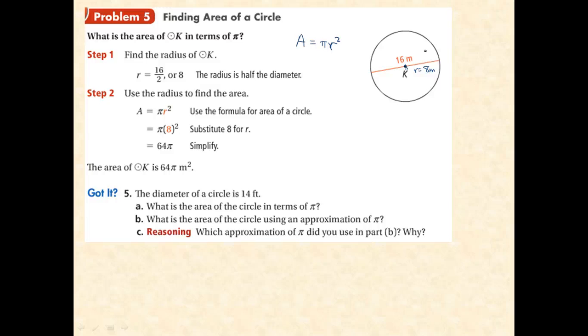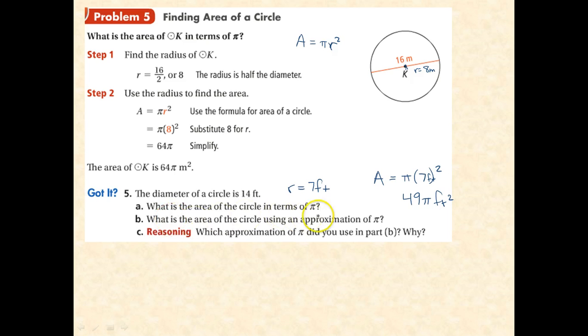Alright, go ahead and pause. See if you can do number 5. Alright, so the diameter of a circle is 14 feet. That means that the radius is 7 feet. It's half the diameter. What is the area of the circle in terms of pi? Area equals pi r squared. So that'd be 7 feet squared. So 7 squared is 49. So we would have 49 pi square feet.